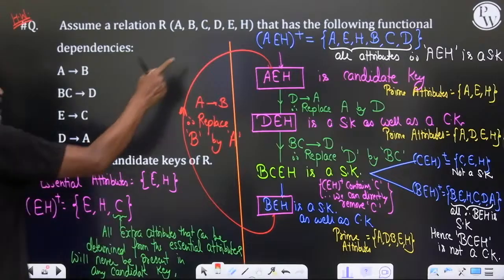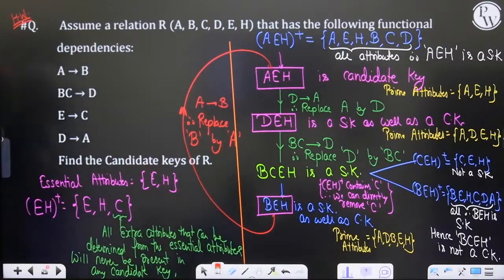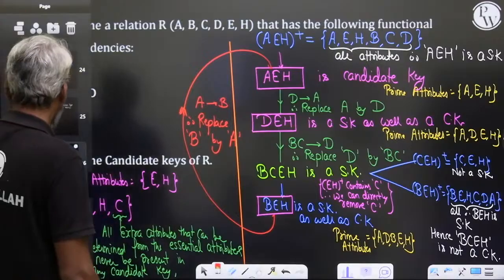Is there any other replacement possible? Is there any other replacement possible? No, sir. So in the given relation, AEH, BEH and DEH are three different candidate keys. Yes or no? Yes.